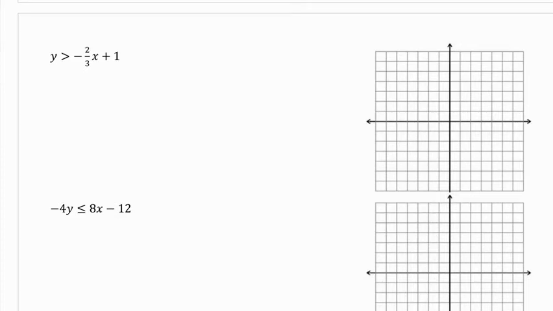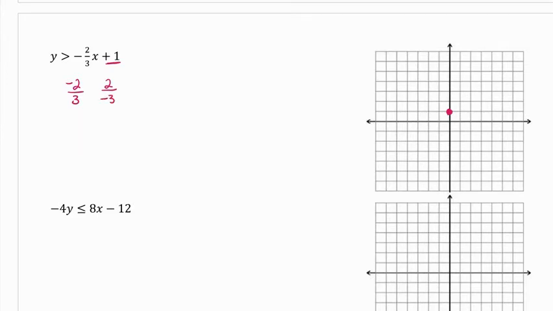Okay, so I'm going to start by plotting my y-intercept. I'm going to go up 1, and then use my slope, which is a negative 2/3. Now remember, that negative sign can only go with one of those two numbers. So it could be negative 2 over 3, or it could be 2 over negative 3. We can do it either way.